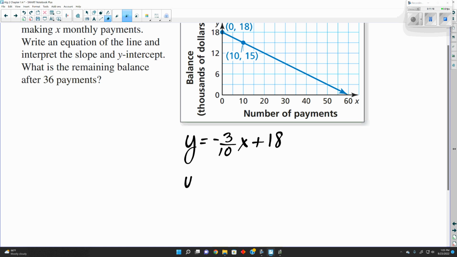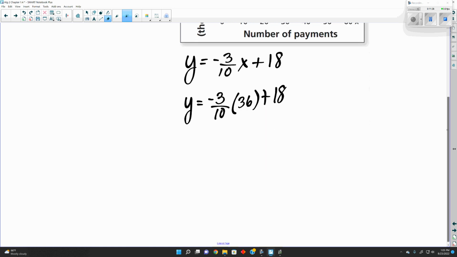Well, the number of payments is X, yes? For 36 payments, I would plug 36 in for X, yes? Well, the only variable left is Y, isn't it? So on the one side, we have negative 3/10 times 36 plus 18. That whole side is just numbers, isn't it? Could I plug all that into a calculator? Yeah.